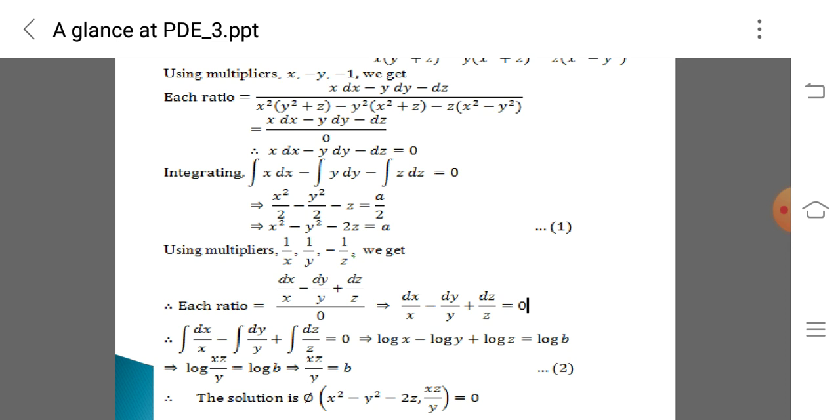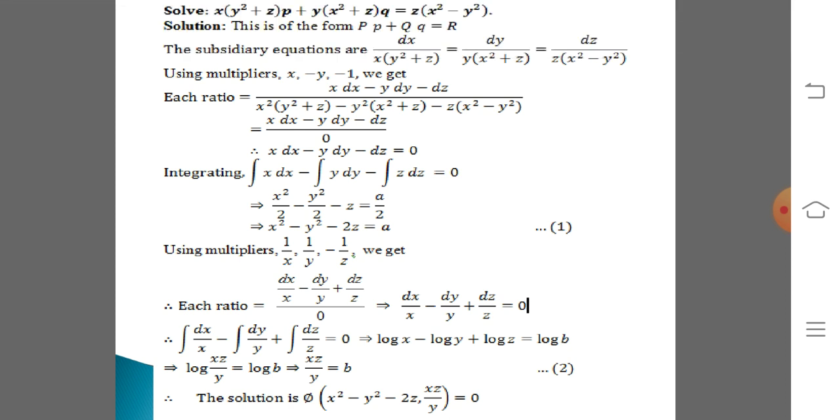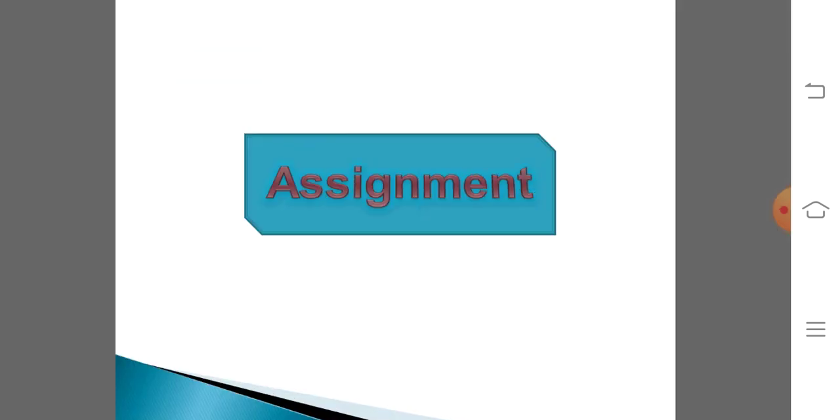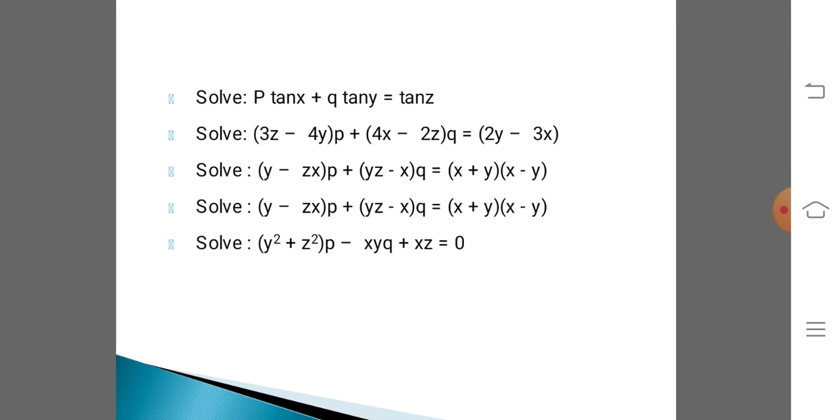Therefore, from 1 and 2, the solution is phi of u comma v equal to 0, that is phi of x square minus y square minus 2z comma xz by y equal to 0, which is the solution for the given Lagrange's equation. So with this, the Lagrange's equation is over. A few problems are given for your practice.